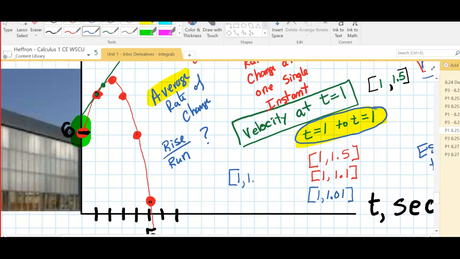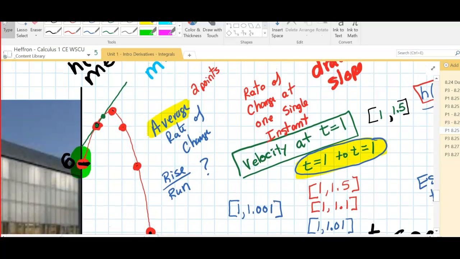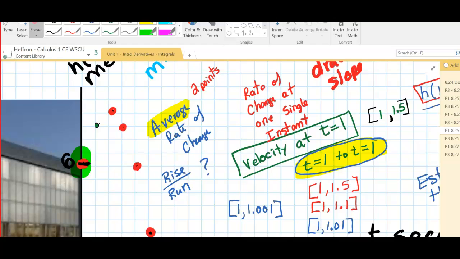What if we went 1.001? What I'm really saying when I look at this graph is, if I put a dot as close as I can get to 1 and draw that average rate of change, it looks just like the tangent line.